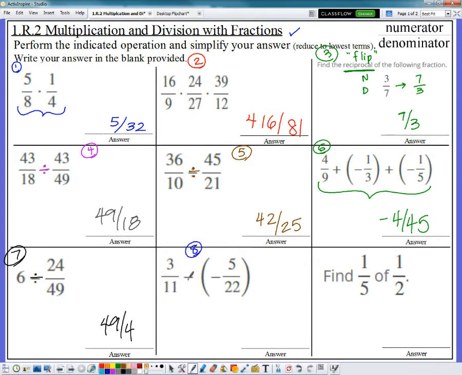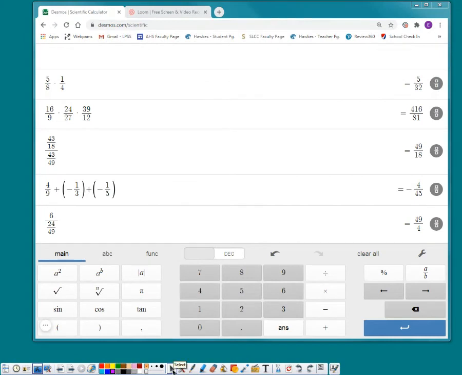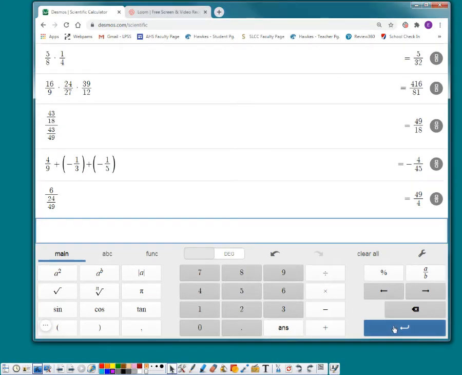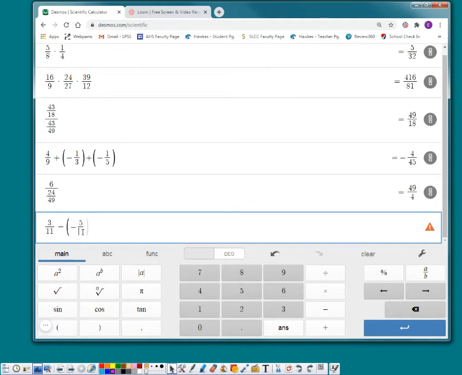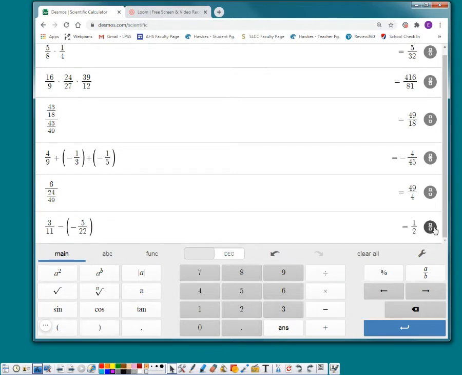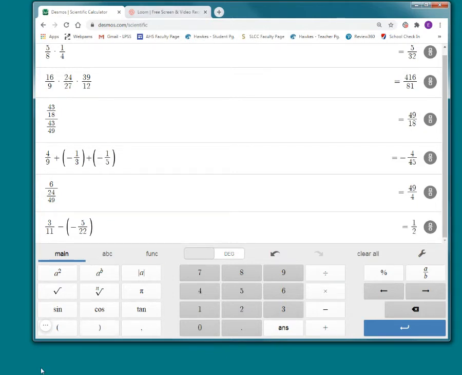3 over 11 minus parentheses negative 5 over 22. Go ahead, go back to your Desmos calculator, and let's just type it in just like you see it. 3 over 11 minus parentheses negative fraction 5 over 22. Close your parentheses, and you get a decimal, but we don't want it. Press that button and we get the fraction of 1 over 2.